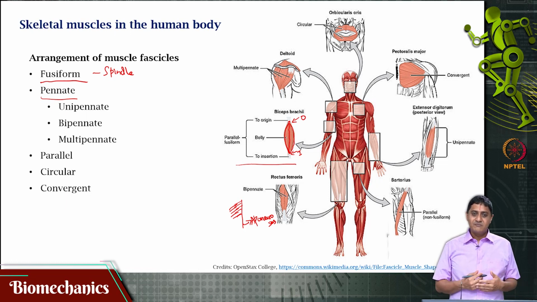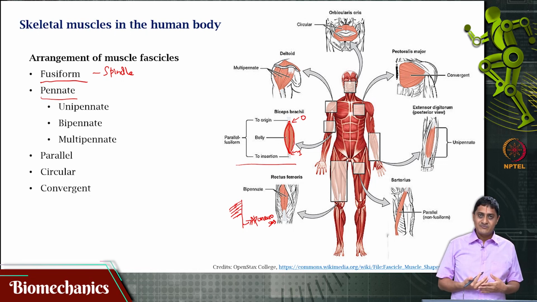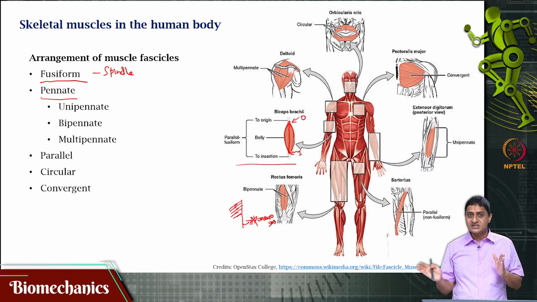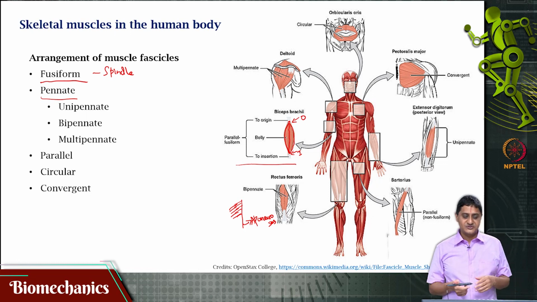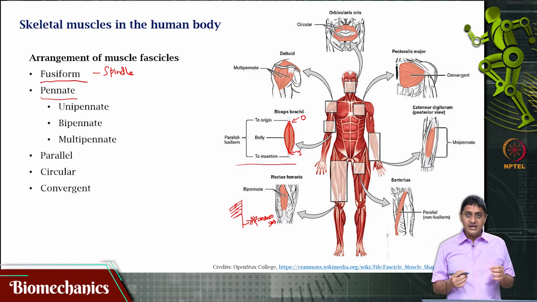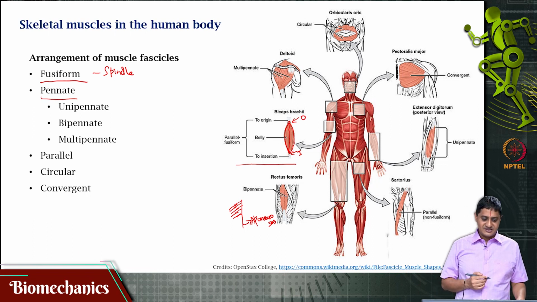So, there is a difference between this internal tendon or aponeurosis and the real tendon that attaches to the bones, because the internal tendon attaches to muscle fibers on one side and attaches to the external tendon on the other side. It does not attach to bones. So, this is a unique feature of pennate muscles.